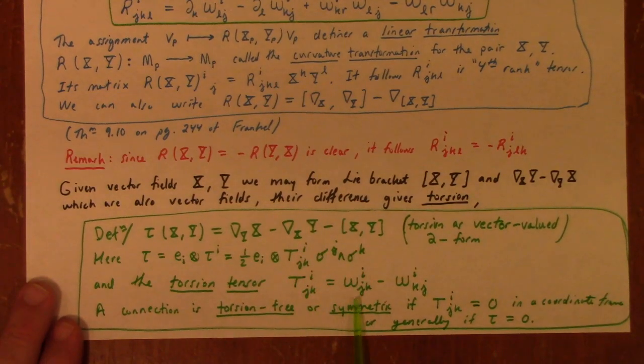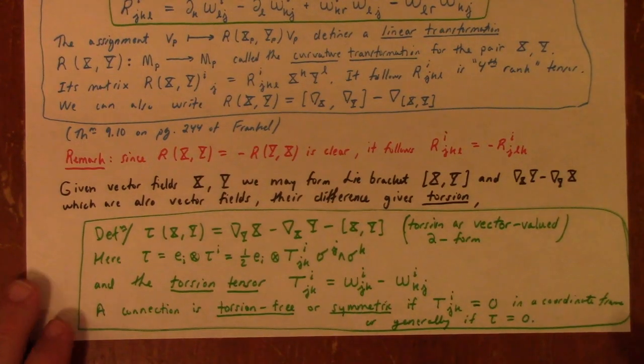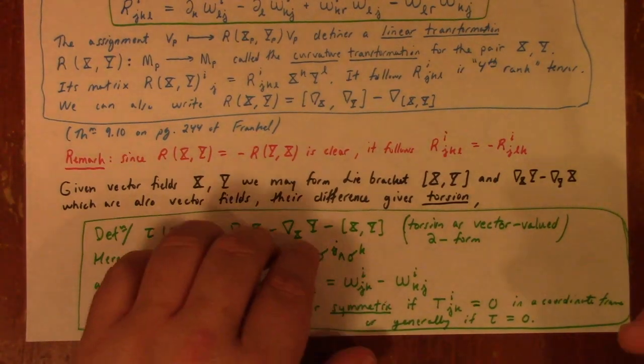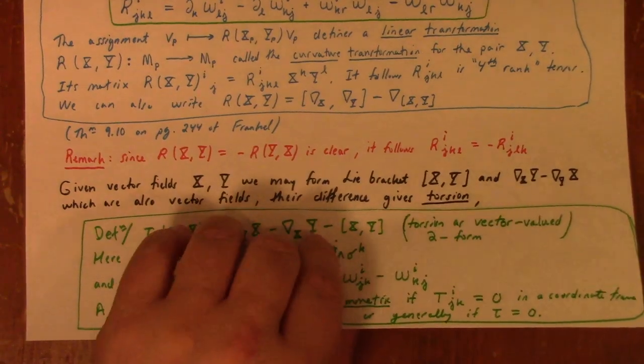Torsion as a vector valued 2 form, here it is, and it turns out that the formula for this just works out to the difference of the connection coefficients, all right? And so with the lower indices commuted. So if your connection coefficient is symmetric in the sense that omega ijk is omega ikj, did I say the same thing? Ijk versus ikj, right? They're equal. Well, then this is 0, and then you've got a torsion-free or symmetric connection. And it will be the case for the Levi-Civita connection that we almost always use. That is an example of a symmetric connection.